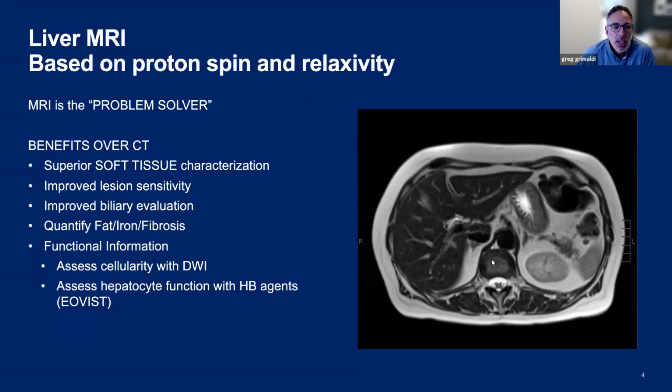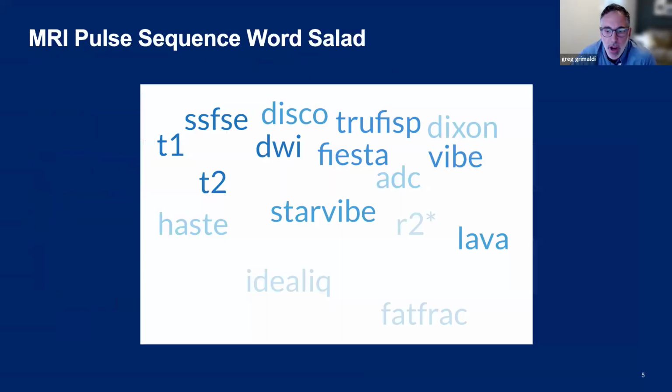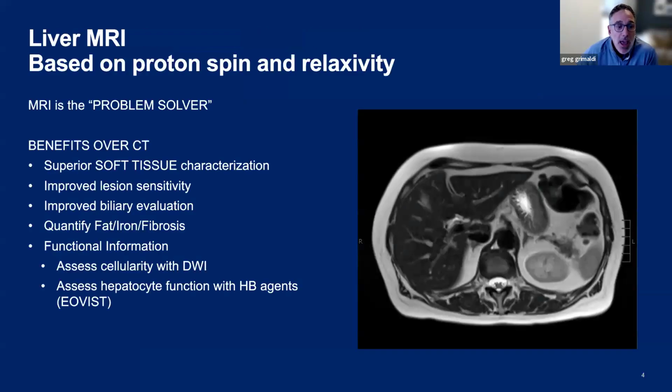and CSF. I can actually, with MR, quantify fat, iron, and fibrosis in the liver, whereas with CT, I may only be able to say that there is steatosis in the liver. But with MRI, I can actually put an ROI on the liver and tell you exactly how much fat, what the proton density fat fraction is. And we can also get functional information from MR. We can assess cellularity with diffusion-weighted imaging, and we can assess hepatocyte function with hepatobiliary contrast agents such as Eovist.